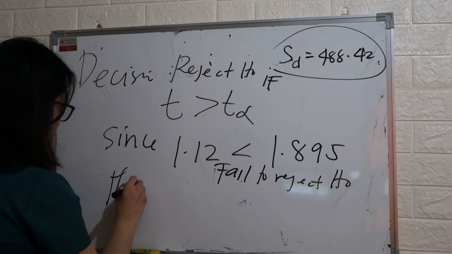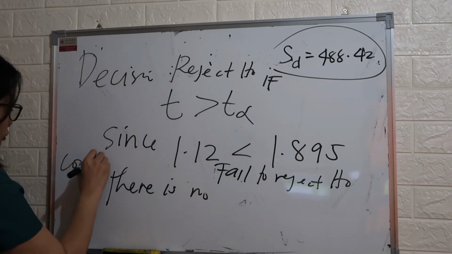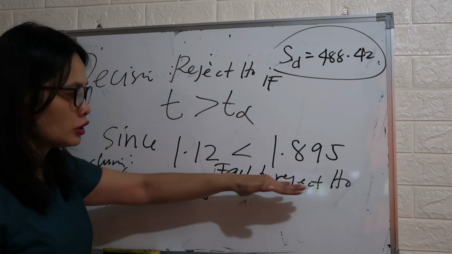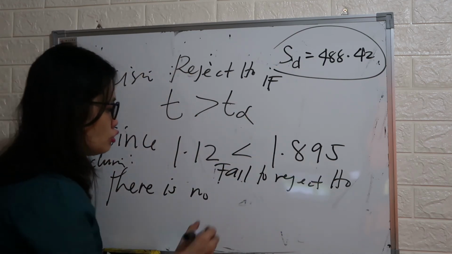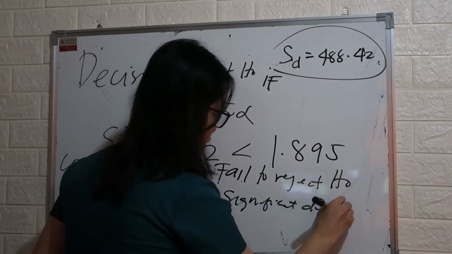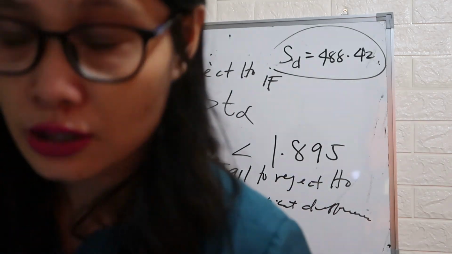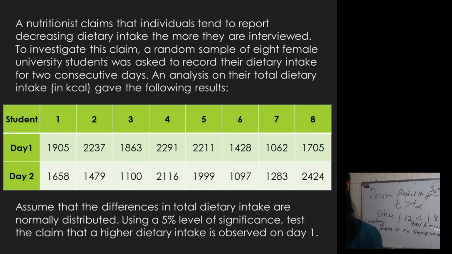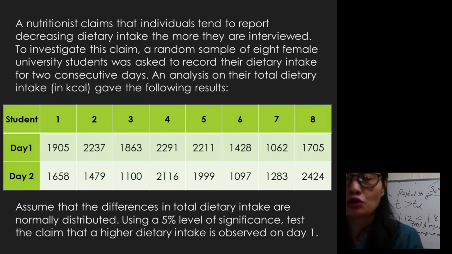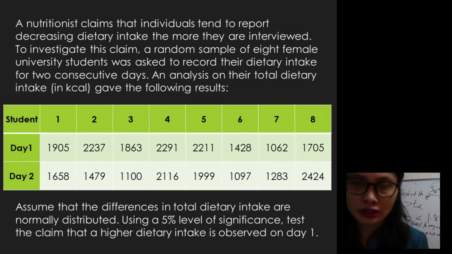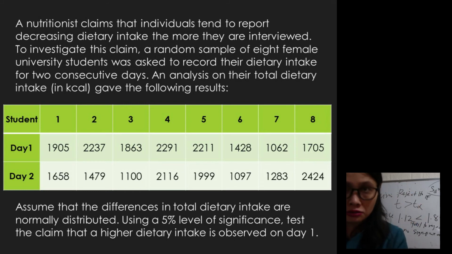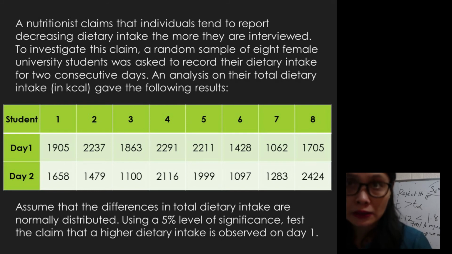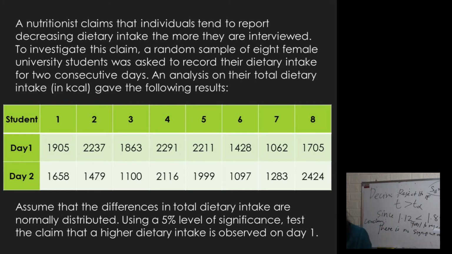So this is your decision: fail to reject HO. Your conclusion is, there is no significant difference between the two means of a certain group, that the higher dietary intake is observed on day 1. There's no significant difference between the day 1 and day 2 test. So that will be your conclusion.